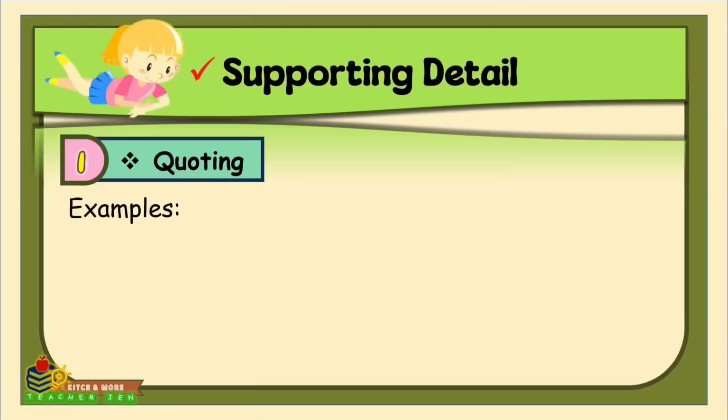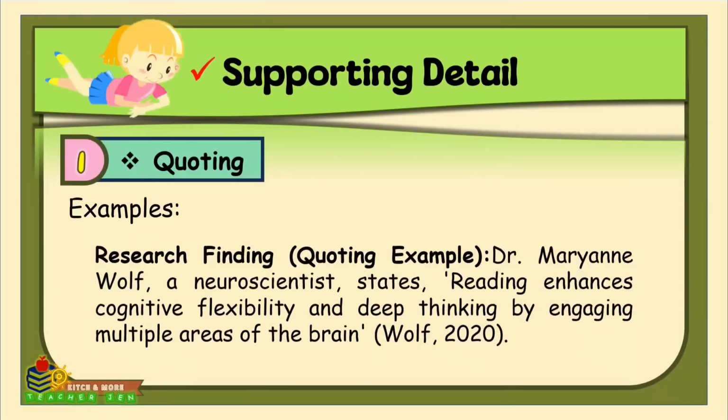And then research finding for quoting example. Dr. Marianne Wolf, a neuroscientist, states reading enhances cognitive flexibility and deep thinking by engaging multiple areas of the brain. So here is an example of quoting used for supporting detail. It's a research finding. And whose research is that? That is by Wolf.